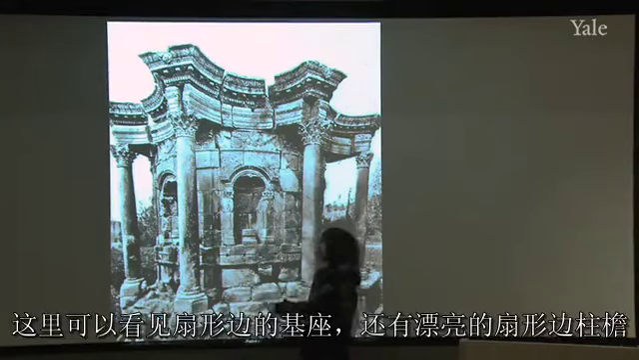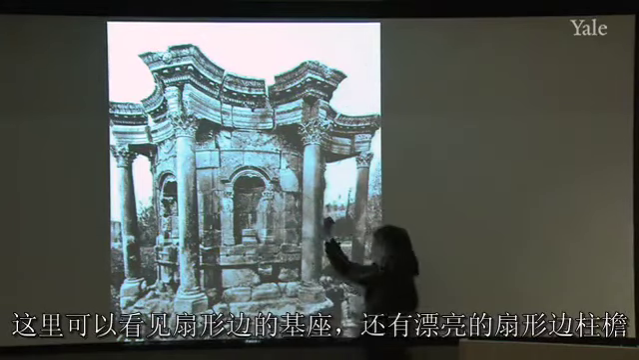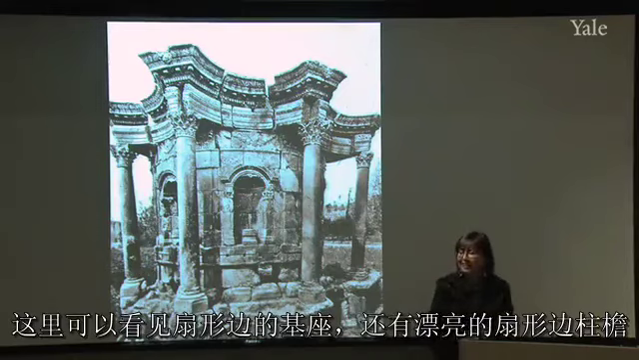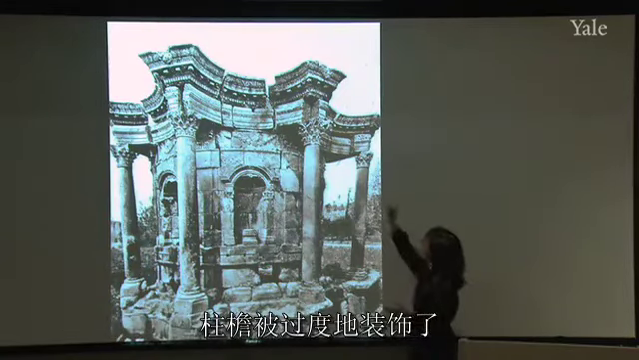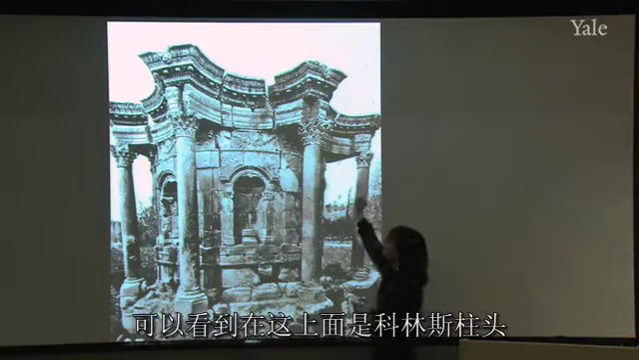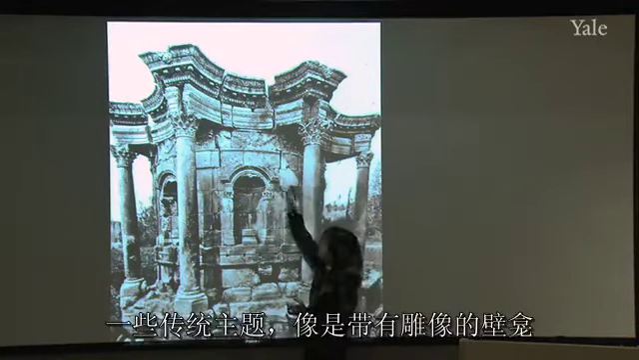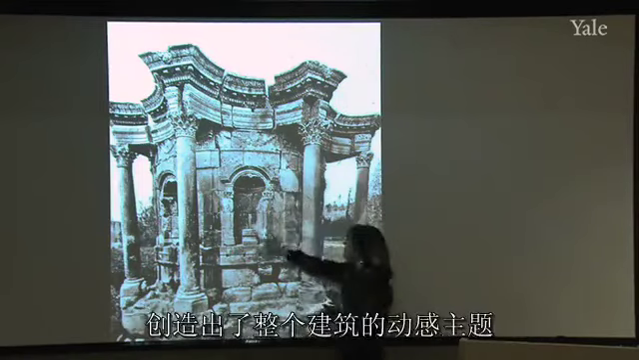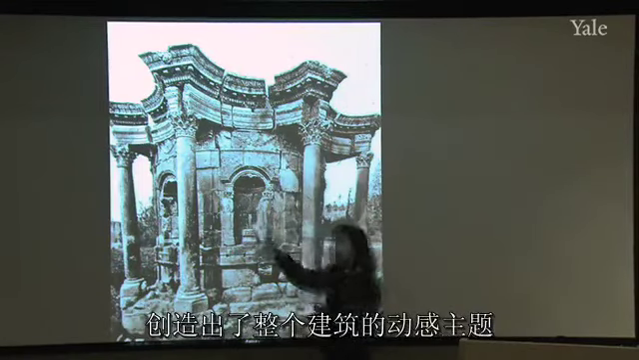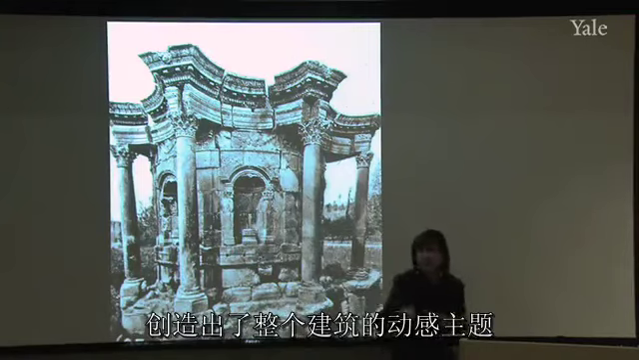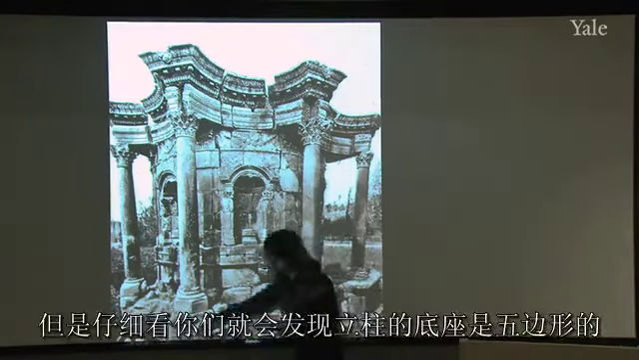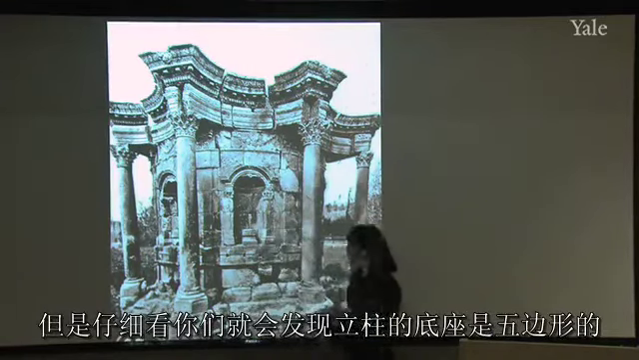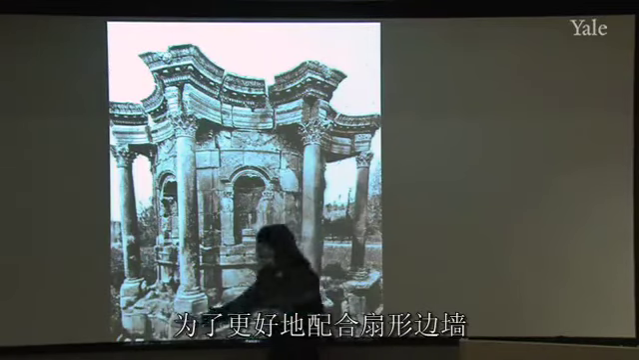You can see the scalloped base, the wonderful scalloped entablature, and the overly decorative nature of that entablature above. In this case, Corinthian capitals, as you can see. Some traditional motifs like this hanging garlands, the niches here with the statuary, making the whole into a kind of decorative motif. Even the outside of the cella becomes decorative. But look very carefully and you will see that the bases of the columns are five-sided to make them work better with the scalloped wall.